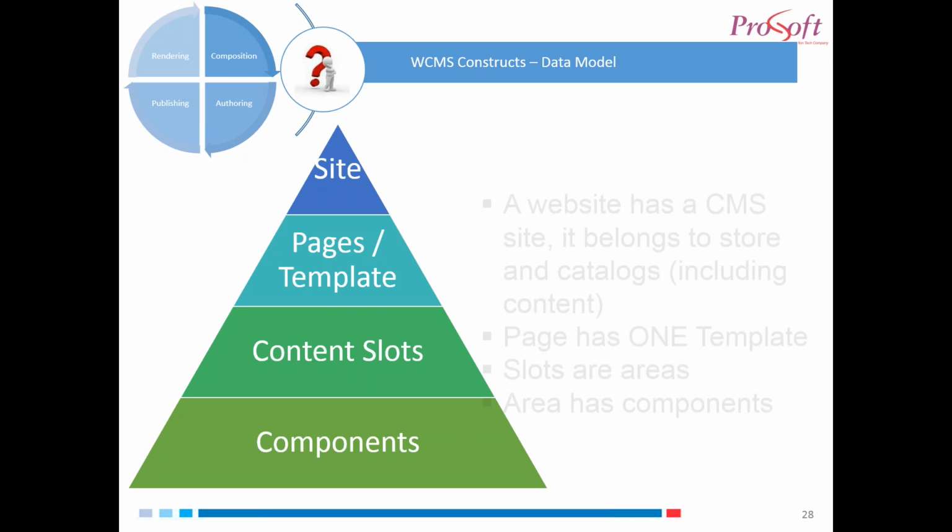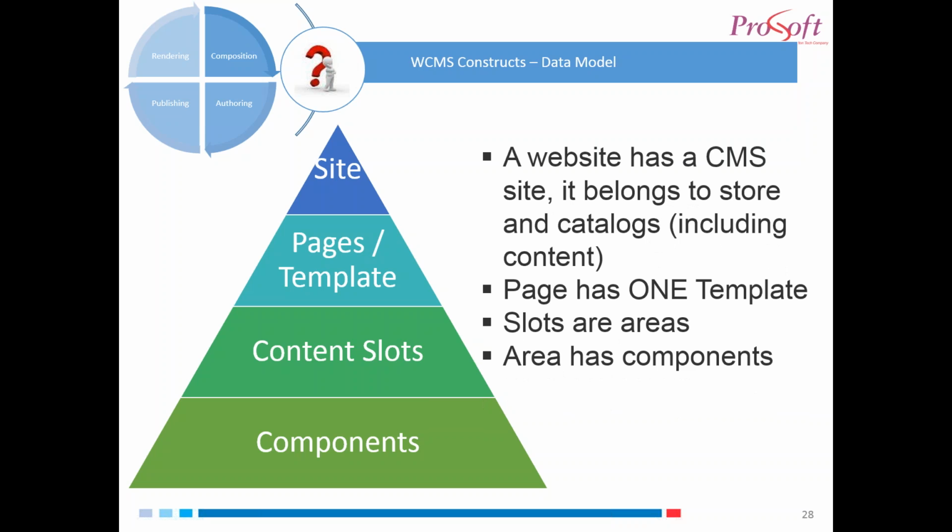So a website has a CMS site. It belongs to a store and a catalog. A page has only one template within WCMS. If you have had an opportunity to go into HMC, which is the Hybris Management Console, and within WCMS, you see that everything starts from a website, which is nothing but a CMS site. You associate that site to a URL, and then from there, that site will have pages, and the page will have a page template, which is a one-to-one relationship in the composition the way it has been designed.